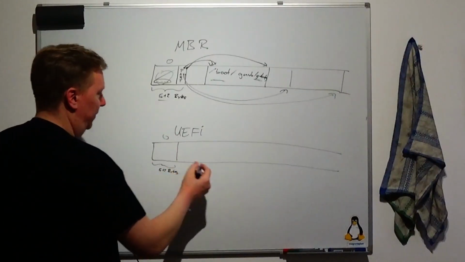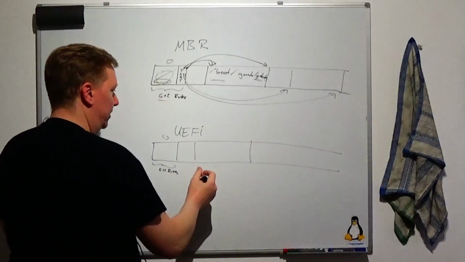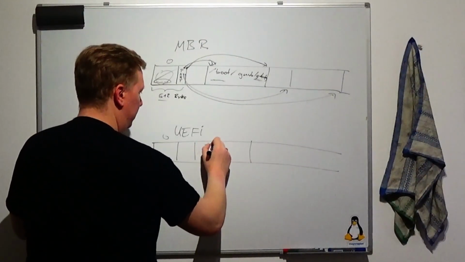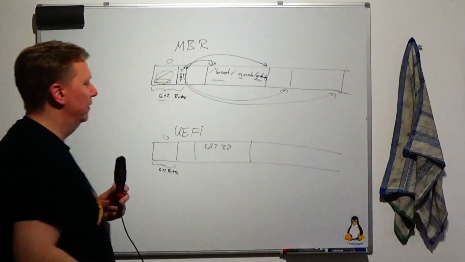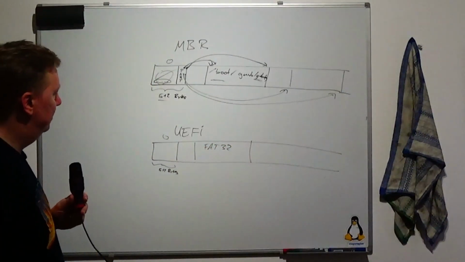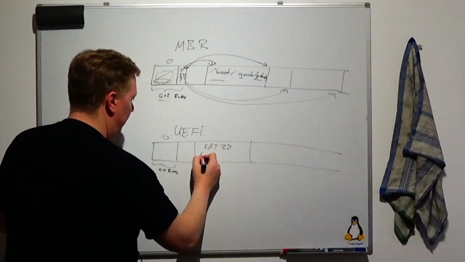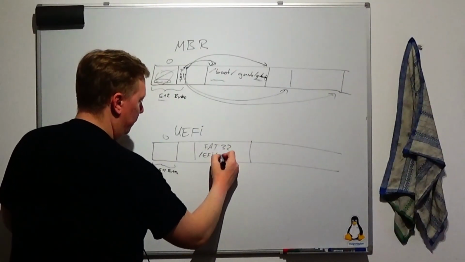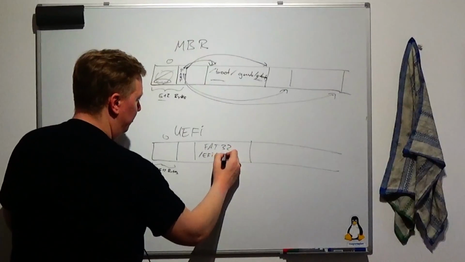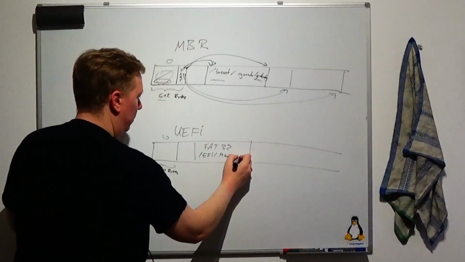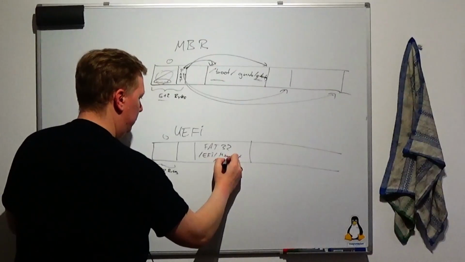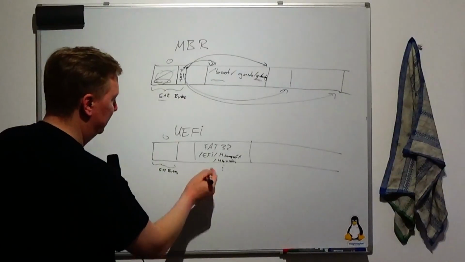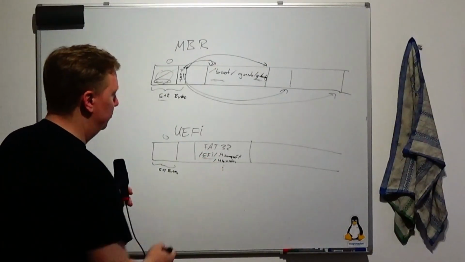We'll just have one particular partition, which has to be FAT32 formatted, and in there you will have a directory EFI, and under that you have something like Microsoft or Ubuntu and so on. So every operating system can just put itself in a subdirectory of this EFI directory.